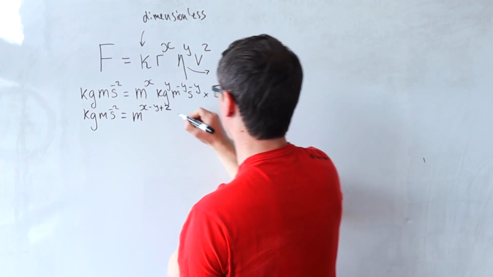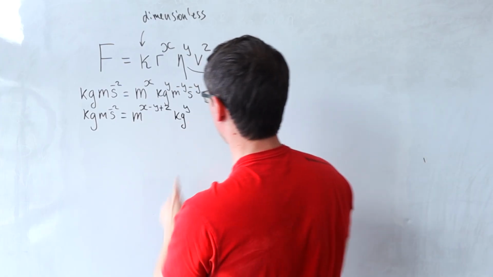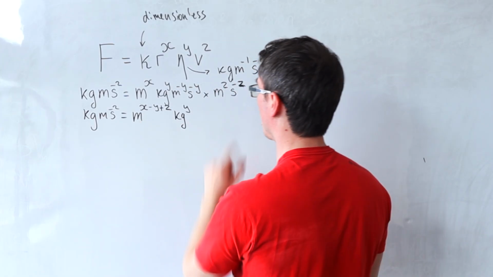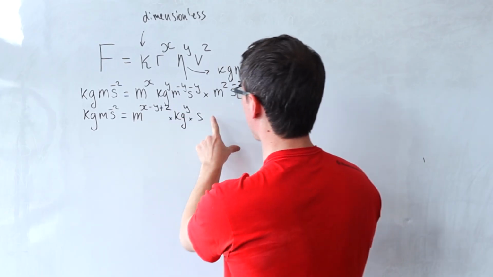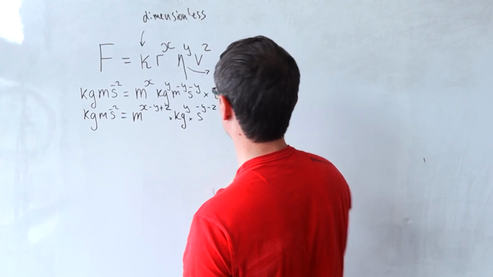Okay, then we have kilograms raised to the power of y. That's the only unit for the kilogram, so we can immediately see that this will be equal to 1. And then this here is going to be multiplied by seconds to the power of -y and then -z.